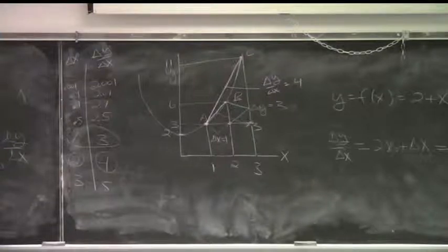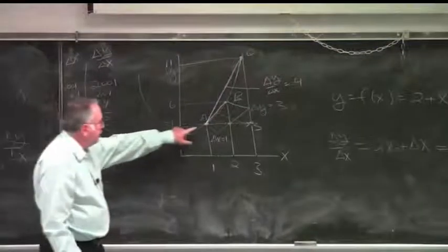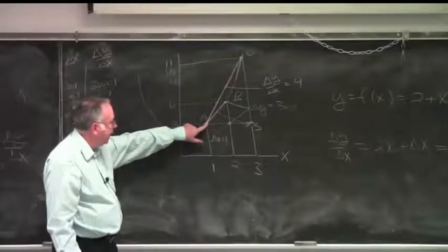And I told you in the limit, as delta x goes to 0, where is B approaching? In the limit, as delta x goes to 0, where is this point B converging on? Yeah. So in the limit, they actually become the same. In the limit, as delta x goes to 0, points A and B collapse on each other. And then you're actually calculating the derivative at a single point.